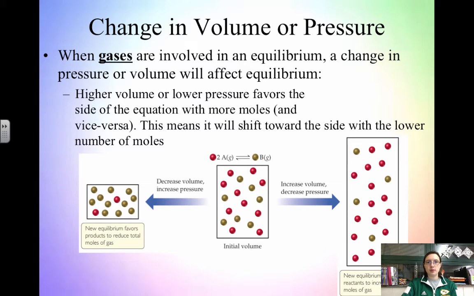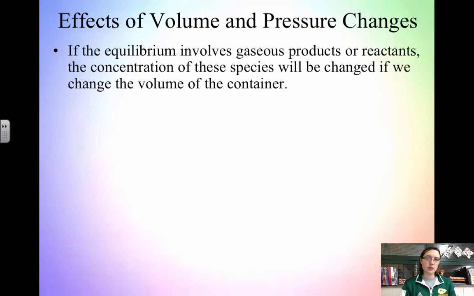And then we have change in volume or pressure. Usually we look at a change in pressure by changing the volume. When gases are involved in an equilibrium, a change in pressure or volume will affect equilibrium, only when gases are involved. So if we have a higher volume, a big container, that means we have low pressure. That actually favors the side with more moles of gas, because we have less pressure, so we need to balance that out by putting more moles in it. This means it's going to shift toward the side with the higher number of moles. So if equilibrium involves gases, then equilibrium will be changed when we change the volume.